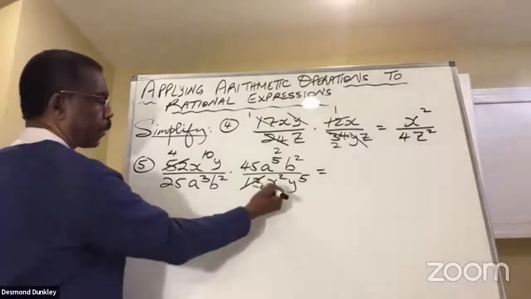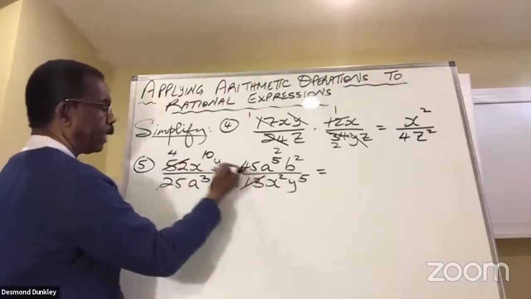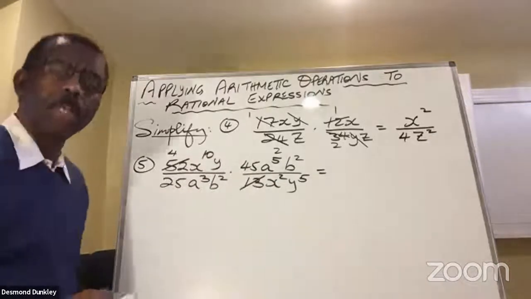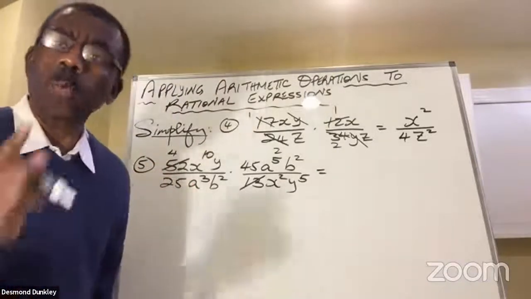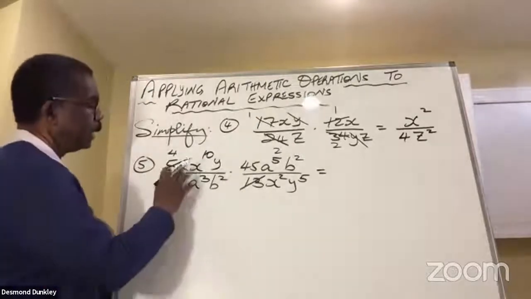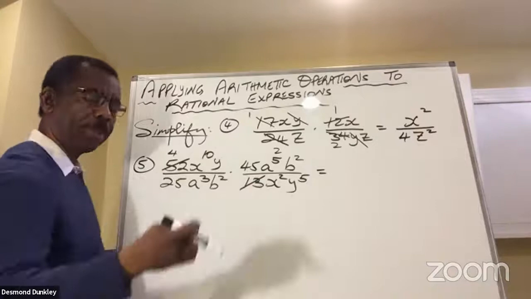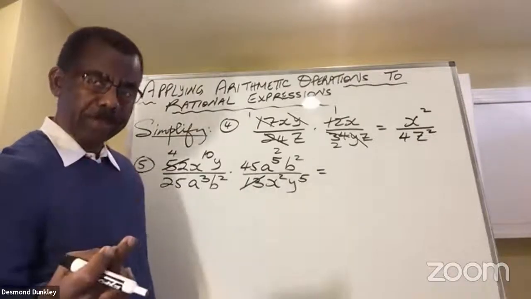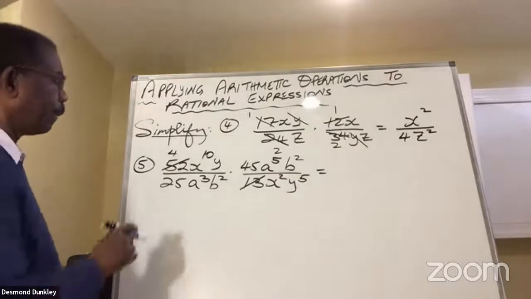I see x squared and I see x to the 10th. So I know that when you divide like terms, you subtract the exponents. When you multiply like terms, you add the exponents. So x to the 10th divided by x squared is going to give me x to the power 8. But before we go there, let's see if there's anything else we can simplify.